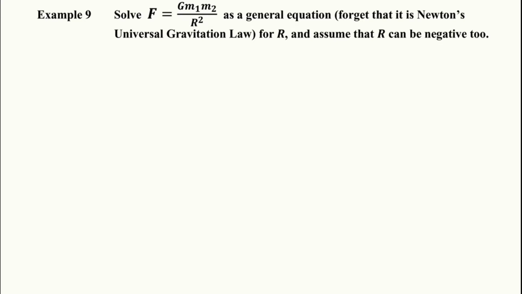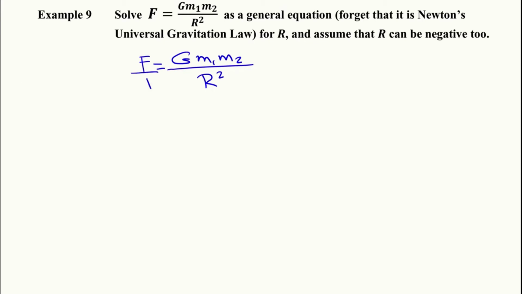So here we're going to get f equals gm1 m2 over r squared. We're solving for r. We're going to go ahead and put a 1 here, and notice we have one fraction equals one fraction. Anytime we have that, we can cross multiply, so we get f r squared equals g m1 m2.